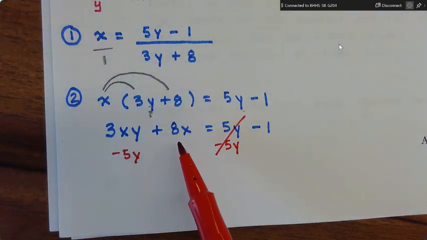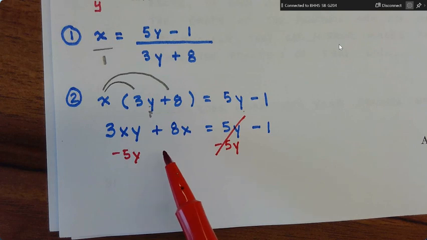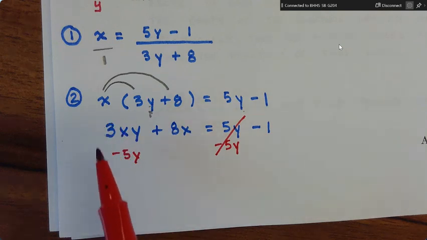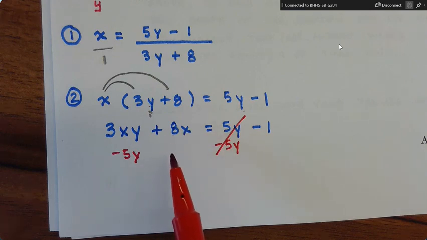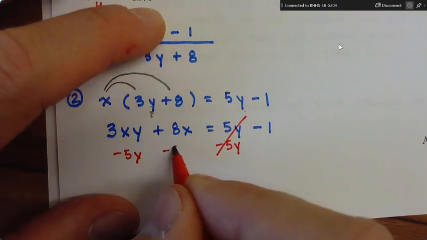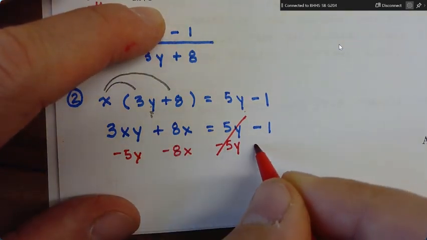Now look at that 8x. That 8x is just kind of hanging around. It's a real third wheel. You got a date to the homecoming dance. You don't want your little brother coming along with you, right? So let's get that 8x out of the way. We're going to take that and we're going to subtract that to the other side.